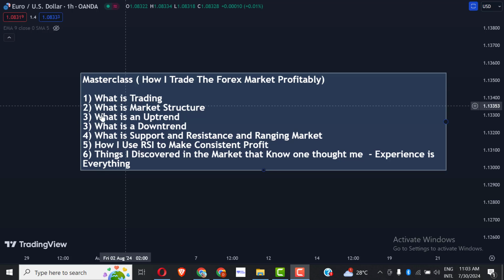The second thing we're going to be looking at is, what is market structure? A lot of people already know what is market structure, but we're going to be talking about it. Some people will be like, oh, I've learned about market structure, which is uptrend, downtrend, all of those things. Now, you might skip it and watch other parts of this video, because I said this masterclass is going to be a three-part process. The first one, I'm going to be focusing on the theory. The second and the third, I'm going to be focusing on the practical.